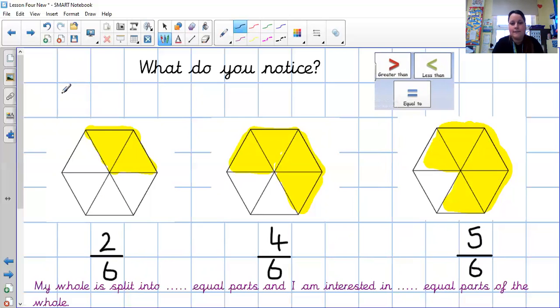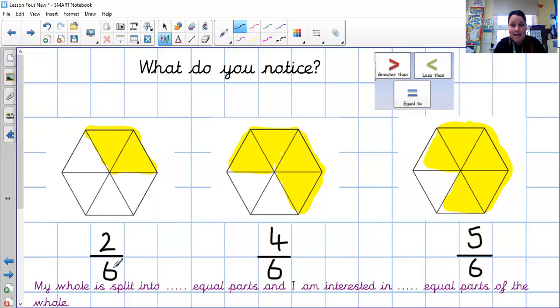Okay, what do you notice about those fractions? Hopefully you notice that they've got the same denominator, so the whole has been divided into the same number of equal parts, and hopefully you've noticed that the numerator is different, so we are interested in a different amount of equal parts. Okay, so we're going to have a think about if we can put any of these symbols into our fractions. So are they equal? No, they're not all the same, are they? Okay, so we can't put equal in there. So let's have a little look.